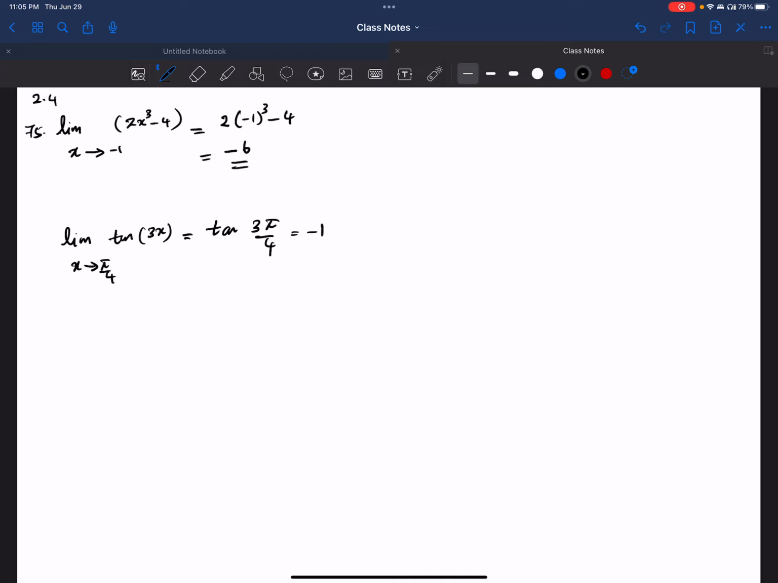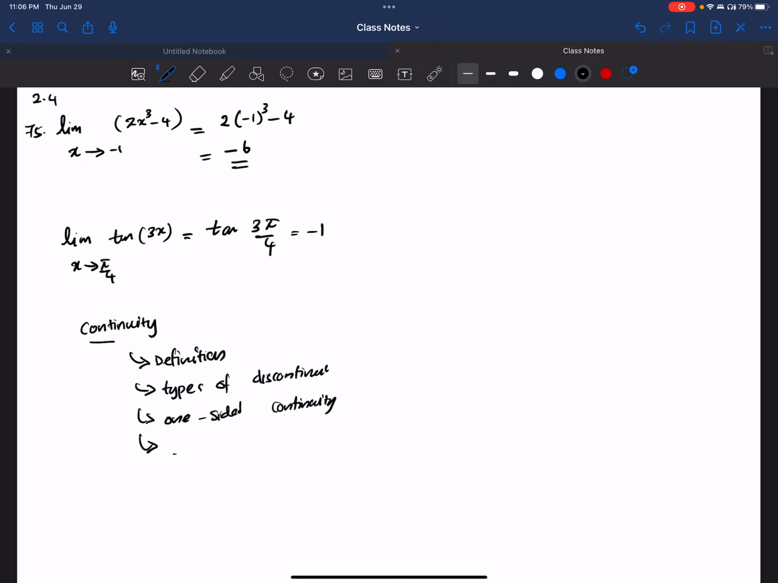And you have piecewise functions. So in this lesson, we covered what continuity is, and this definition, types of discontinuities, one-sided continuity, and you have theorems, and how to build continuous functions theorems, and then evaluating limits using continuity.